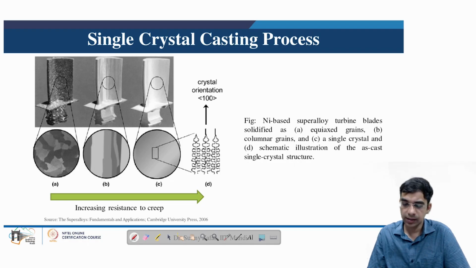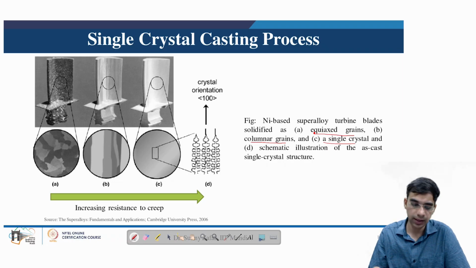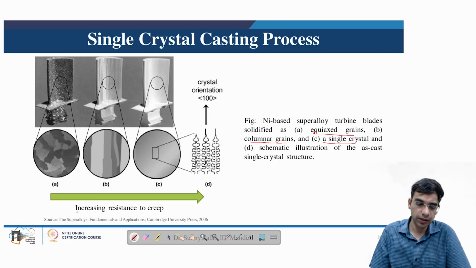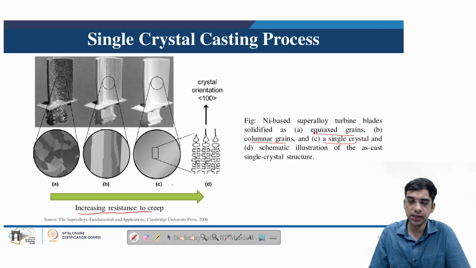So in this regard, the nickel based superalloy blades as shown here with different types of microstructure like equiaxed grains or columnar grains and single crystal are placed in the order of increased creep resistance. It means the creep resistance will keep on increasing from left hand side to right hand side as a function of reduced number of grain boundaries per unit volume in that material.